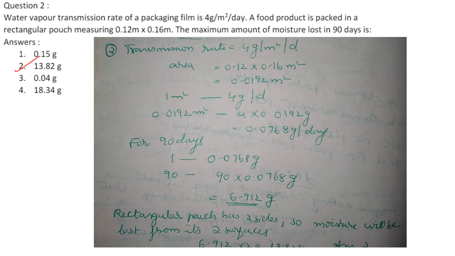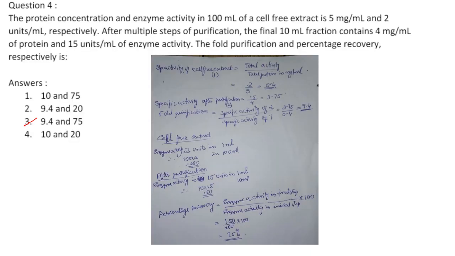Now rectangular pouch has two sides, so the moisture will be lost from two surfaces. So multiply 6.912 by 2. So it will be 13.8 grams. Answer.